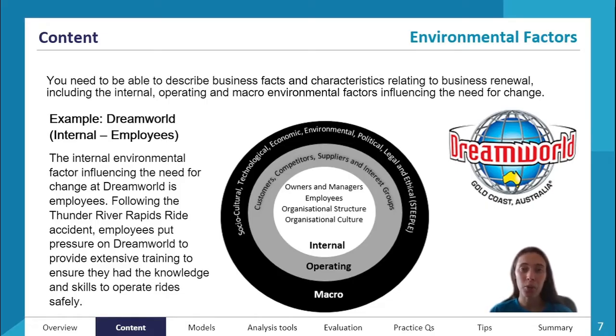And macro, we can remember that using that STEEPLE acronym. You will have done a STEEPLE analysis before: sociocultural, technological, economic, environmental, political, legal, and ethical. And those are those outside factors that impact the business. So macro means sort of the bigger. You have micro, which is the smaller, and macro is more all-encompassing.